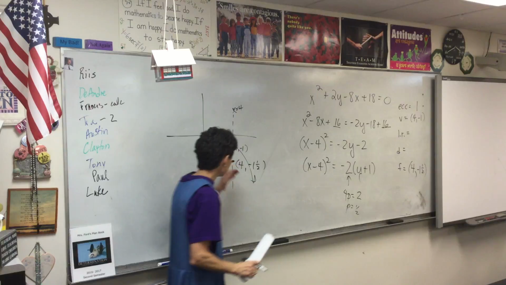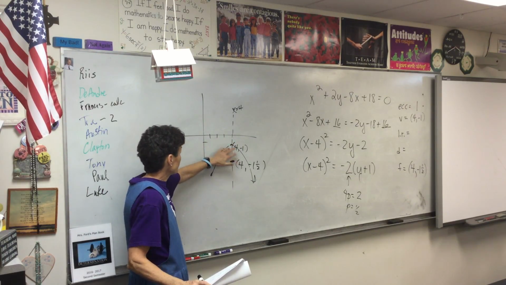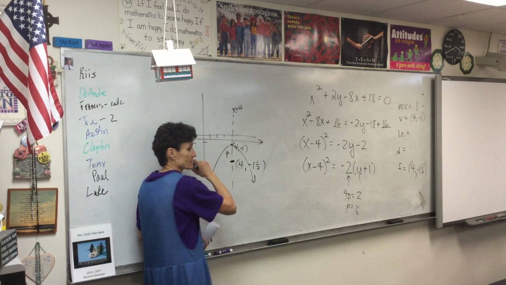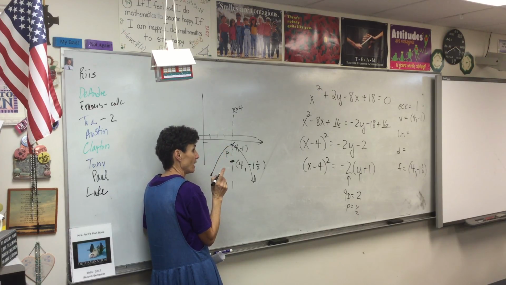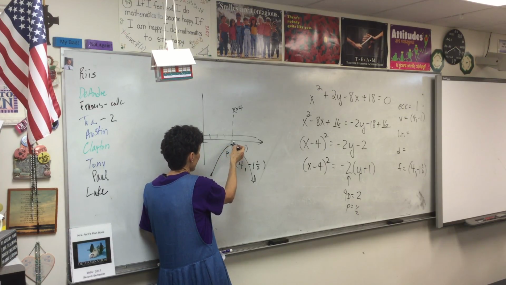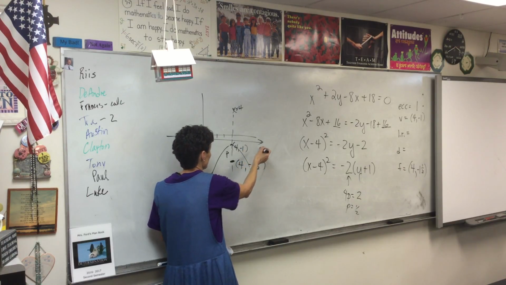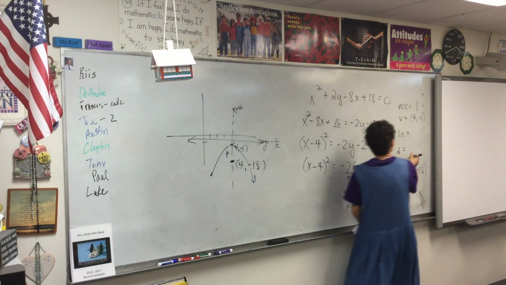Now, if we came down a half for our focus, then we're going to go up a half for our directrix. And if I go up a half, it's a line, remember, it's a line. If I go up a half from here, I'm going to be where y equals negative 1/2.